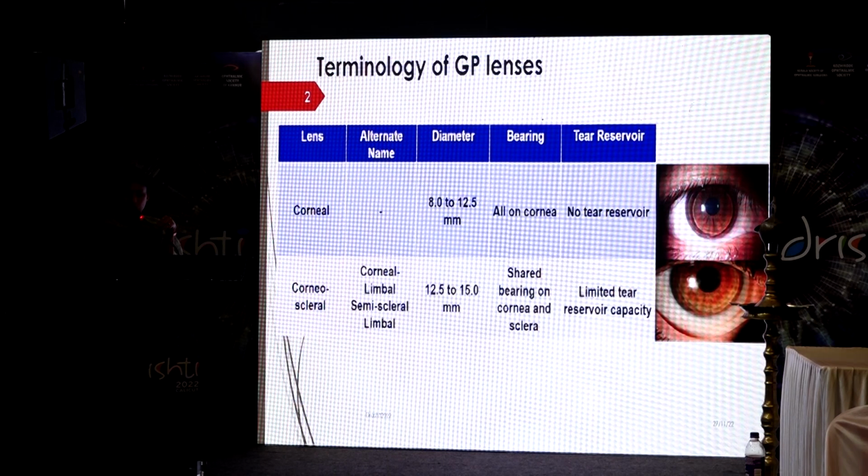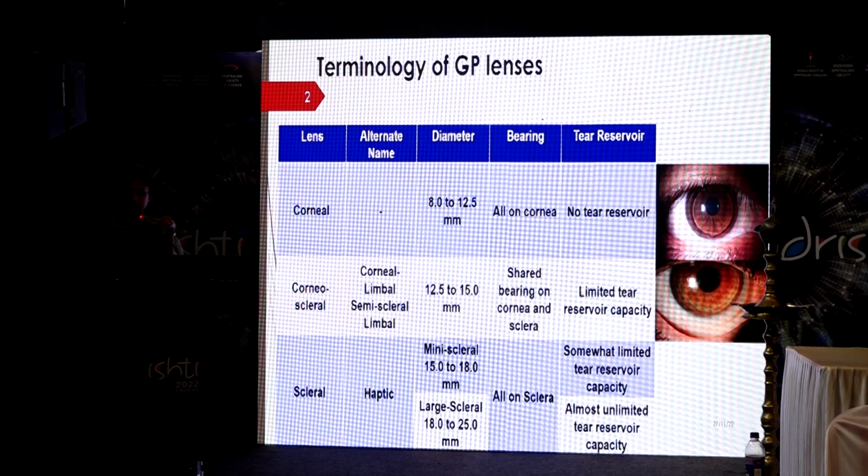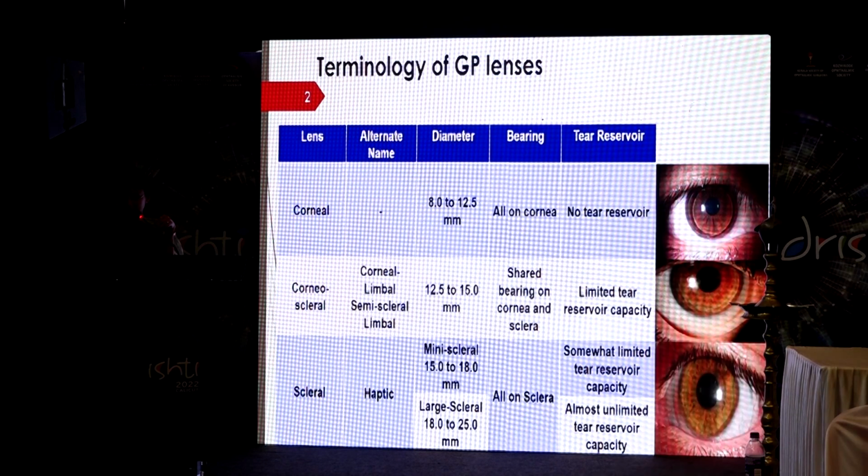Talking about the next lens, which is the scleral lens, which is gaining popularity in recent times because of the advancements in materials and design, also called haptic lenses. They are again classified based on the diameter of the lenses as mini scleral and large scleral lenses, where all the bearing area is on the sclera, not on the cornea. It completely vaults or bridges over the cornea. The mini scleral lenses have somewhat limited tear reservoir capacity, whereas the scleral lenses have unlimited tear reservoir capacity, and this is how a scleral lens looks over the eye.